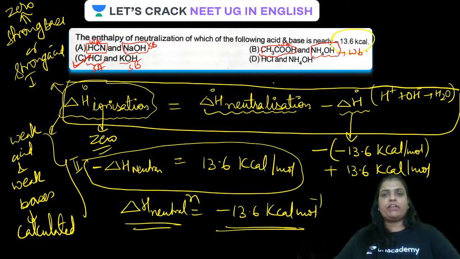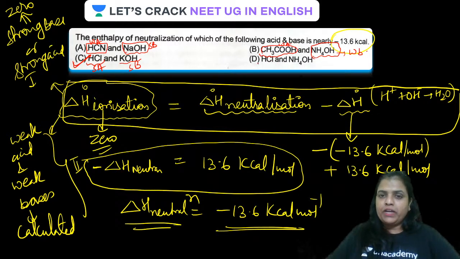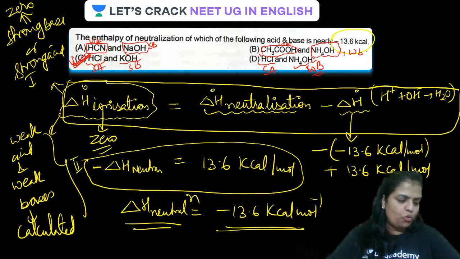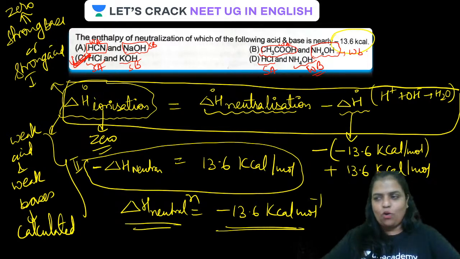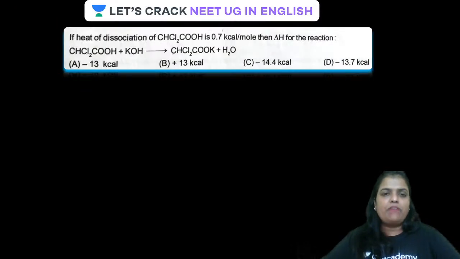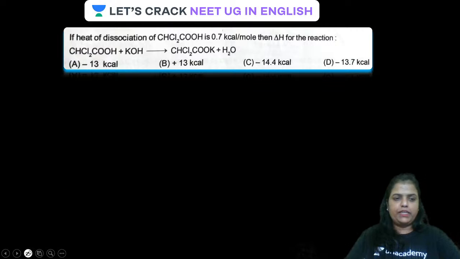Let us check whether it is so for D as well or not. It is very clear, guys. HCl is a strong acid, whereas ammonium hydroxide is a weak base. So the correct answer over here is C. All clear, guys? Is this clear? Come on, have a look at the screen now.